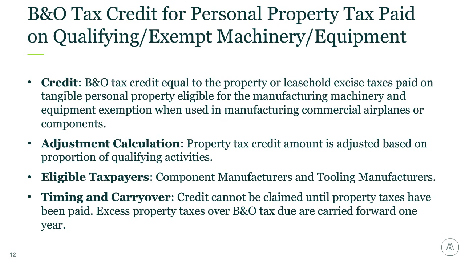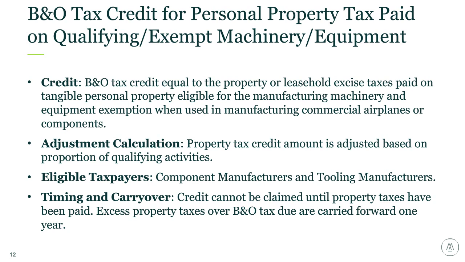So the way this credit works is that you look at your property tax that was paid to the county on your machinery and equipment used in the manufacturing process. You take that total amount of property tax paid, and you're able to take a percentage of it, and that percentage is based on your qualified commercial aerospace activity. So if you reported 80% of your revenue under a preferential B&O tax rate, under that commercial aerospace rate, then you get to take 80% of that property tax that was paid, and you take that against your B&O tax liability.